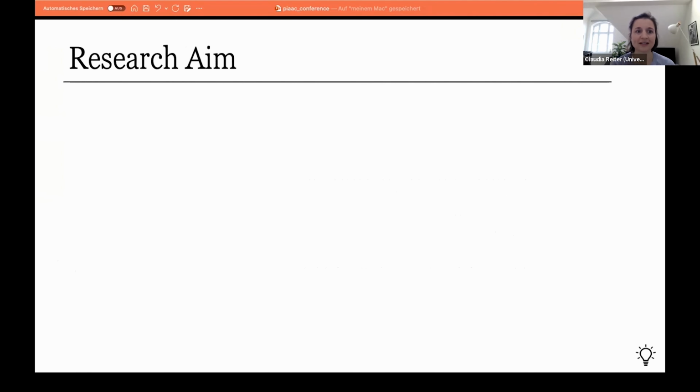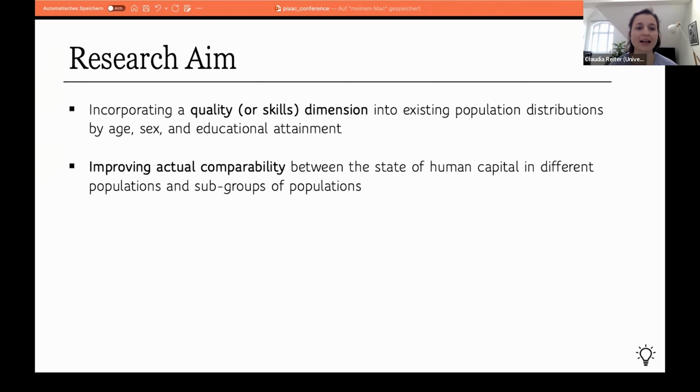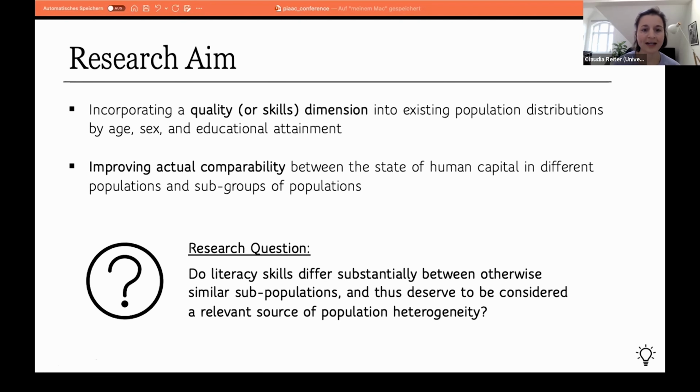I will come to that in a second. Before that, I will just tell you my research aims, which are twofold. First of all, I'm trying to incorporate a quality or skills dimension into existing population distributions by age, sex, and educational attainment. And second, I hope by doing so to improve actual comparability between the state of human capital in different populations and also subgroups of populations. In this way, I want to answer the following research questions.